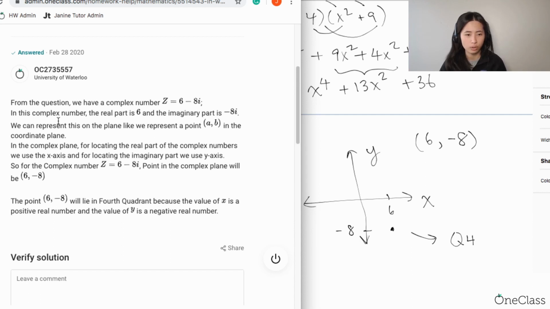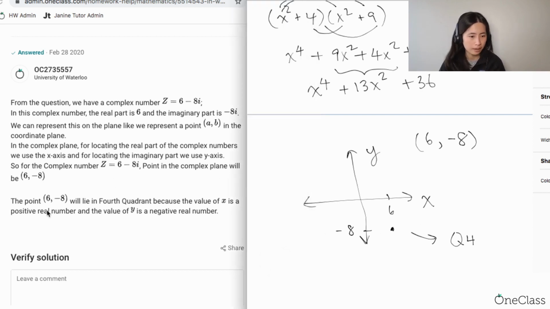Okay, let's see what they wrote. We have a comma b. That's what they did, and that's what we did. Then you have the complex number 6 minus 8i. The point in the complex plane would be 6 comma negative 8. Exactly what we did.